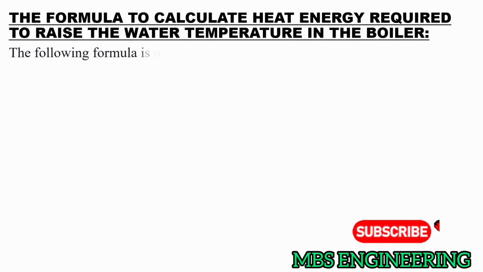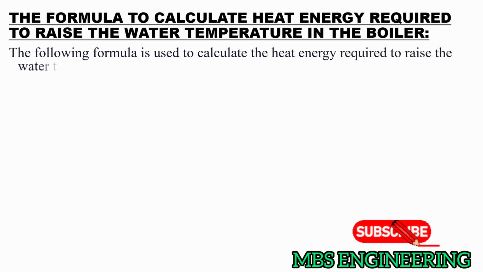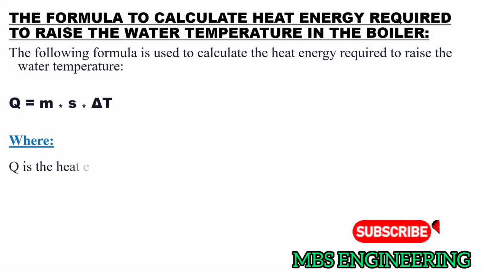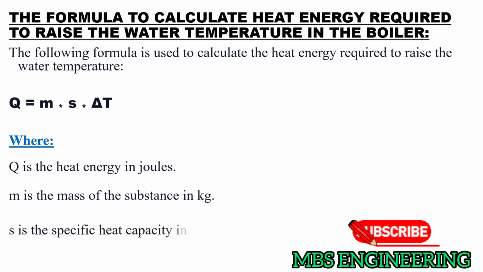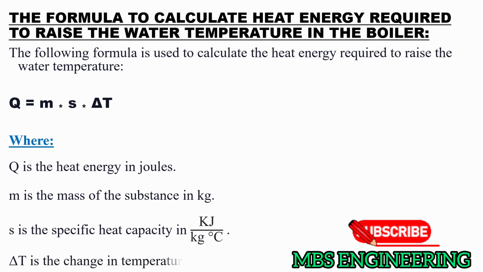Next, the following formula is used to calculate the heat energy required to raise the water temperature. Q is equal to M into S into delta T, where Q is the heat energy in joules. M is the mass of the substance in kilograms. S is the specific heat capacity in kilojoules per kilogram degree Celsius. Delta T is the change in temperature in Kelvin or degrees Celsius.